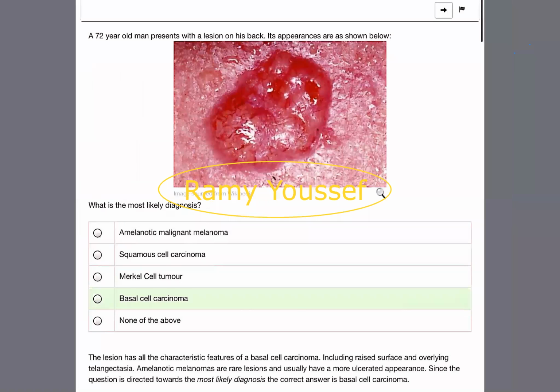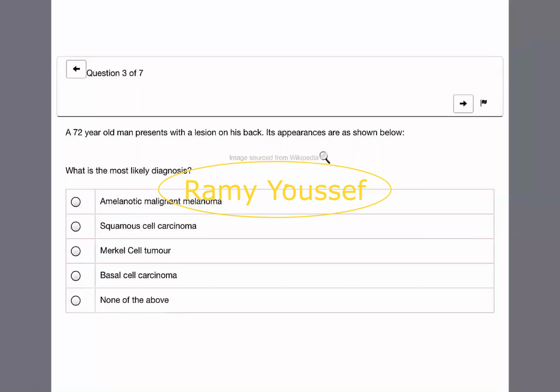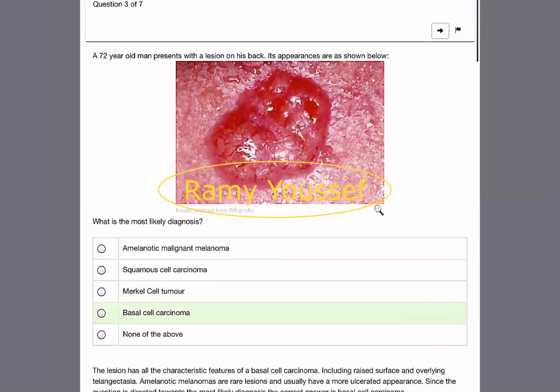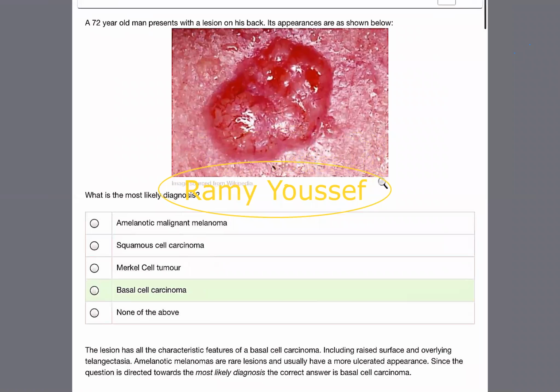Sorry, Dr. Doffer. Sorry, I just read this question because I couldn't catch the photo. I take the screenshots fast, so I couldn't catch the photo. So we have to read it like this. It depends on the photo. By the way, this is a very common question in the exam.